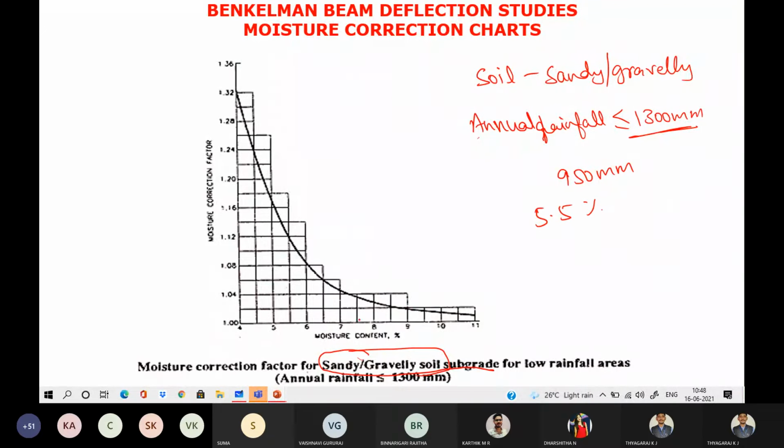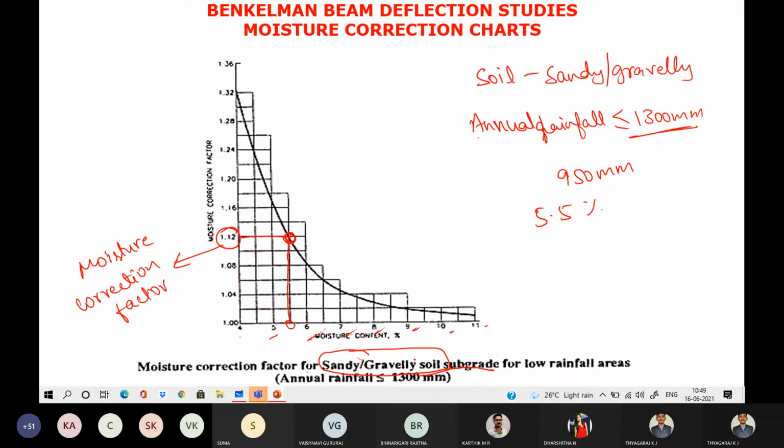Carefully observe here. This is 5, 6, 7, 8, 9, 10, 11. For 5.5%, it will cut the curve at this point. Draw a line vertically. It will cut the curve here. So the horizontal axis will be the moisture correction factor. Understood how to read this value? Yes, sir.